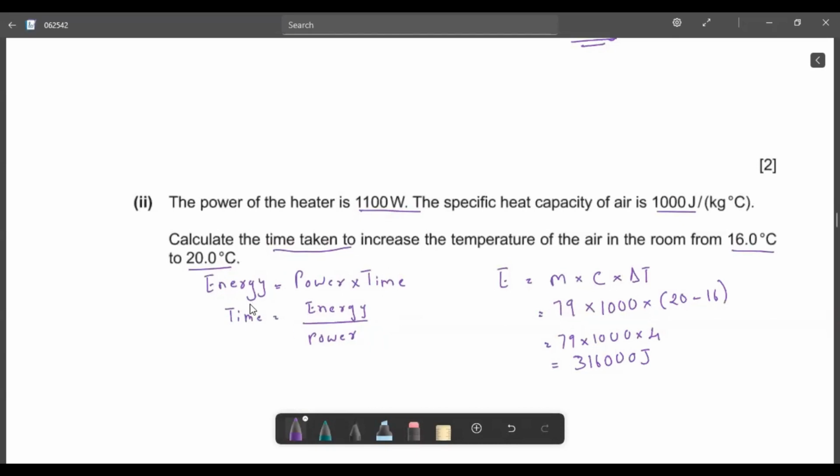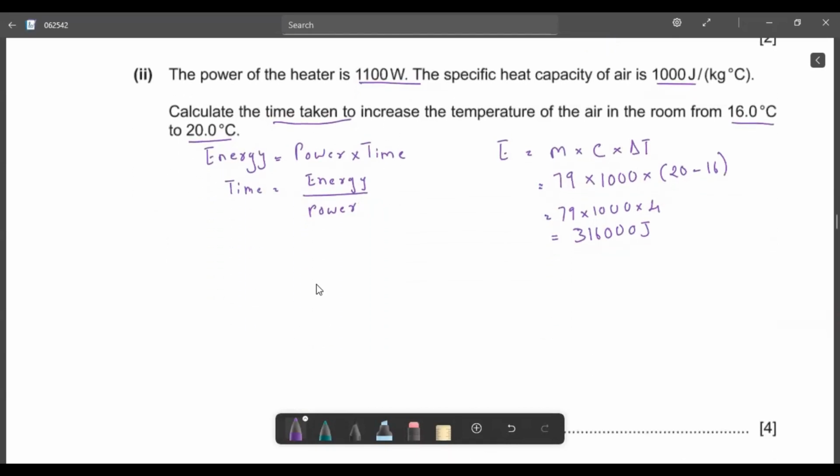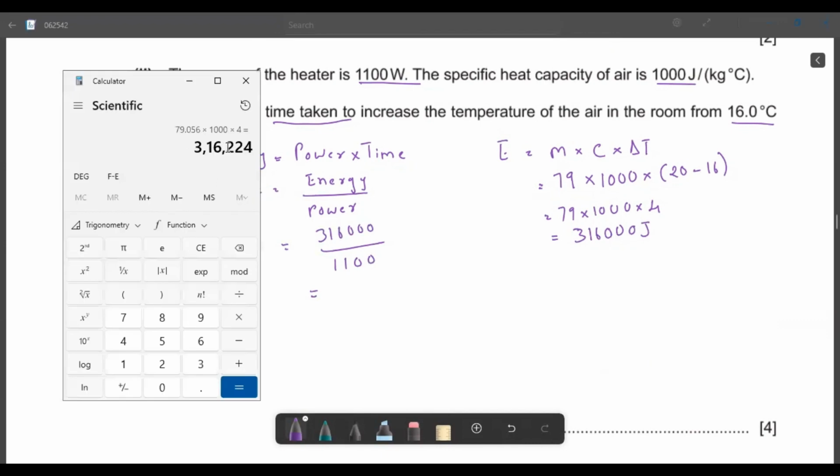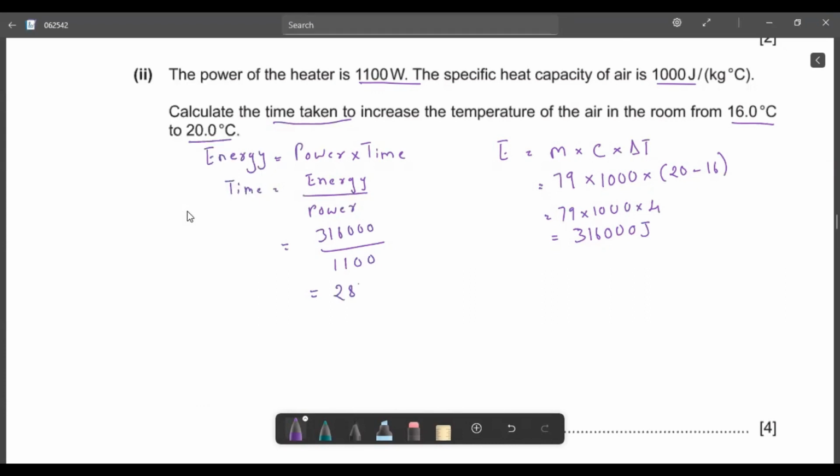So substitute the same value here. That is 316000 by power, which is 1100. So I am taking this answer divided by 1100, that is 287.47 seconds. You can round it off to 290 seconds.